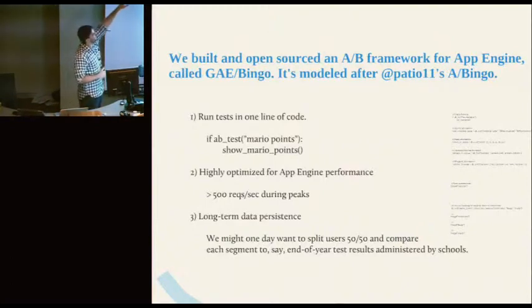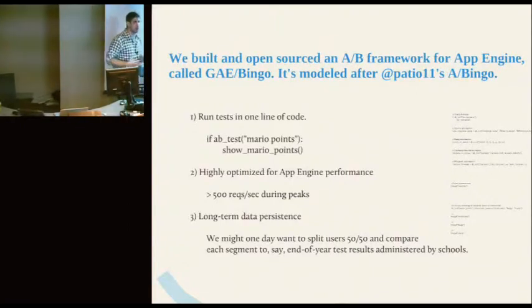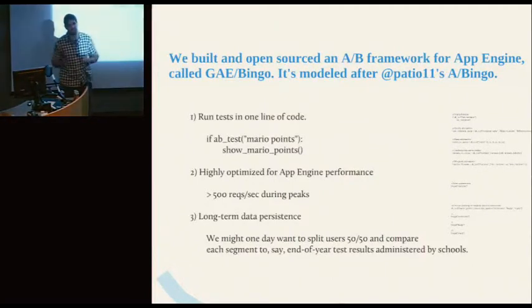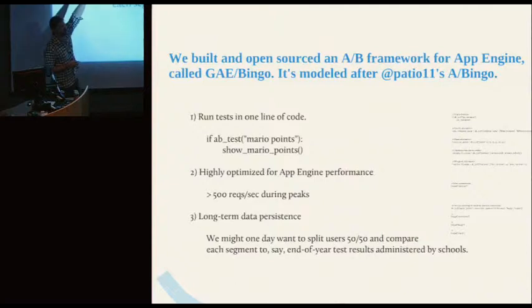One is that if we need to run an A/B test, if we're curious about the effect that a change might have on how many topics a student works through, we can run that in one line of code. What you see right here is we're saying, if A/B test Mario points, then show Mario points. You don't have to set anything up. You don't have to use an admin interface. You just write that line of code. It will return true 50% of the time and false 50% of the time. Keep it consistent per user and all that magic stuff. So 50% of the users will see Mario points.